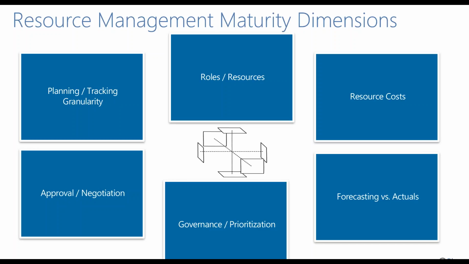If we think about resource management maturity dimensions, we have to think about the planning and tracking and granularity. Do we want to do high-level capacity planning, or are we going to do more tactical, task-based types of things? Do we want to plan by generic roles of the types of resources we need, or do we want named individual resources specifically assigned to different pieces of work? Do we want to track costs around resources?